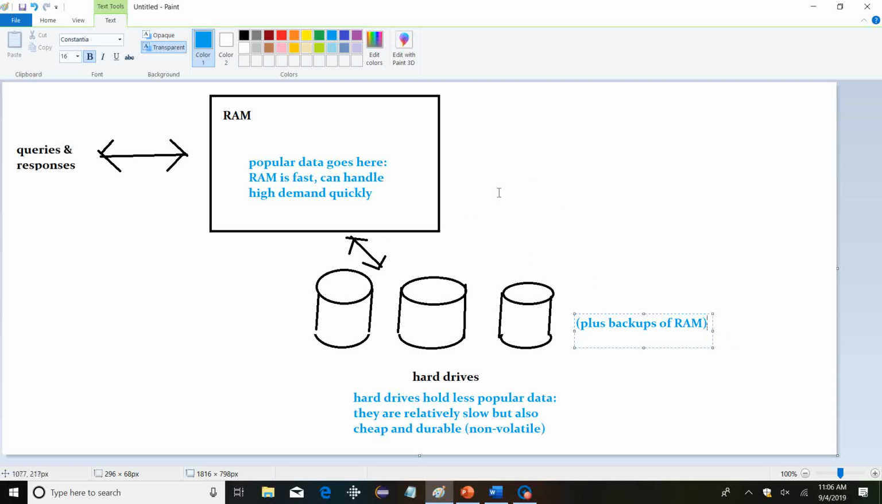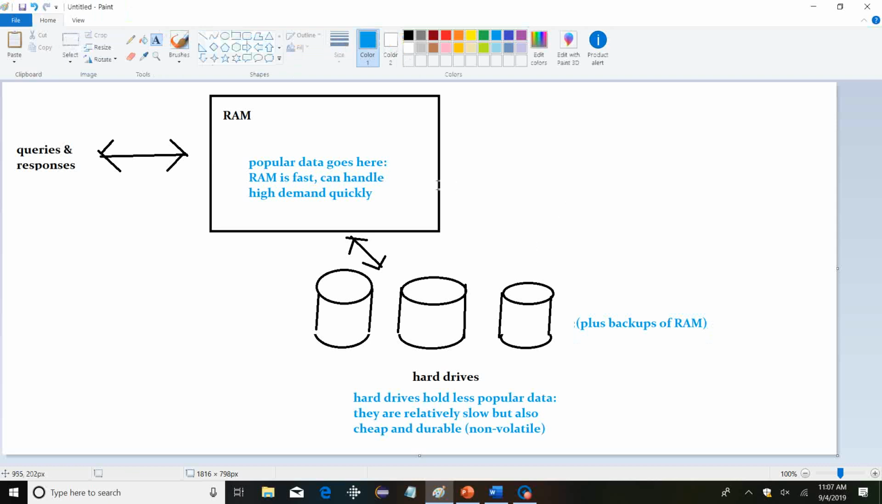So the popular stuff you keep in RAM to respond to requests. The less popular stuff, like last year's photos that nobody's really looking at, you keep on hard drives. If somebody asks, you can serve them up. It's unlikely that you'll have massive demand of 10 million views in an hour for pictures from my vacation last year. Just not going to happen.